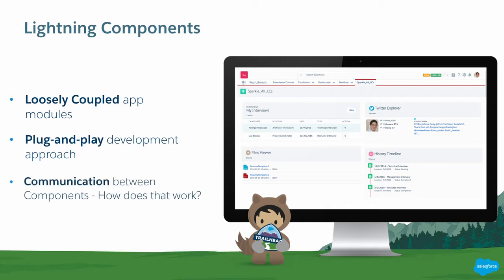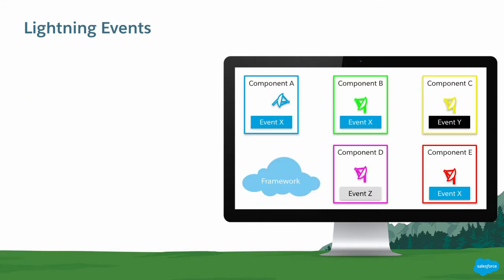So somehow these small applications, the Lightning components on a Lightning page, need to work together. That brings us to the first topic of today's session, which is how does communication work between these Lightning components? The answer to this question is through the use of Lightning events. As developers, you use Lightning events to share data and communicate between Lightning components on a page or inside a parent Lightning component through the use of different events.